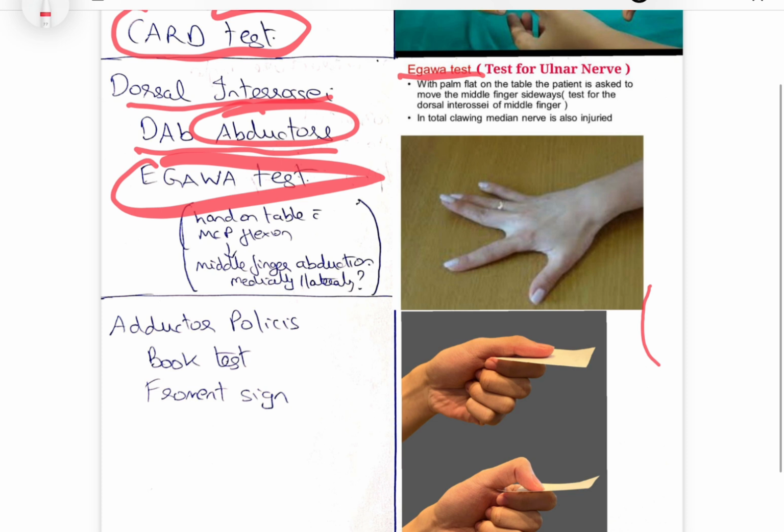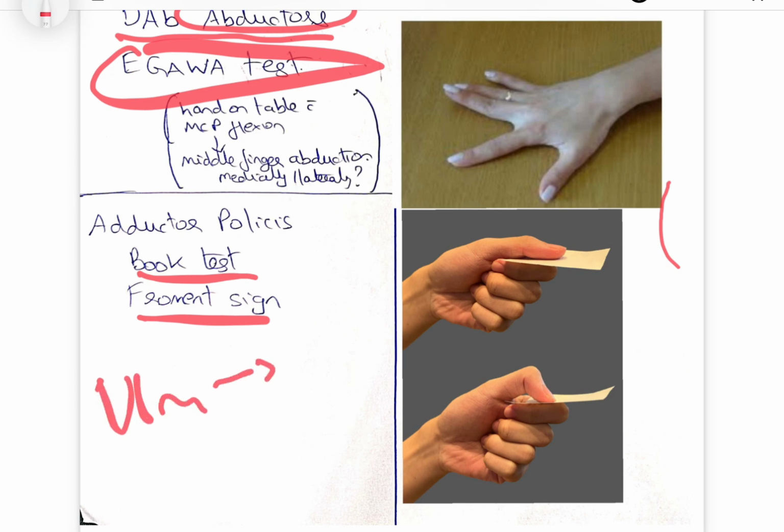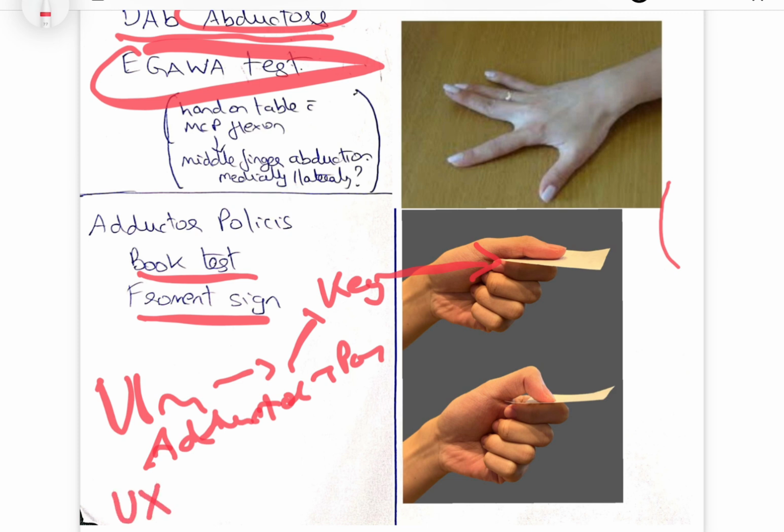This is Igawa's test, testing the function of the dorsal interossei. Now the third test, very interesting and logical, the book test or the Froment sign. The ulnar nerve supplies the adductor pollicis. Am I making sense? Which is important for the key pinch. As you can see over here, the key pinch is by thumb adduction. Now, whenever there is ulnar nerve palsy, what is weak? Adductor pollicis is weak, so the key pinch is affected.